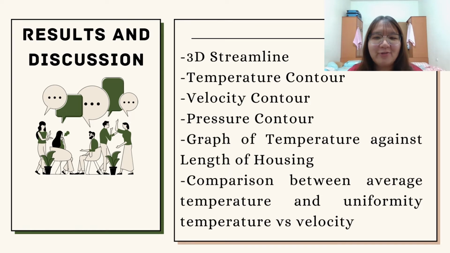Hi, my name is Chong Jino from Meta Group. I'm going to present the results and discussion part. In the results and discussion part, we have 3D streamline, temperature, velocity, and pressure contours, the graph of temperature against length of housing, and the comparison between average temperature and uniformity temperature versus velocity.